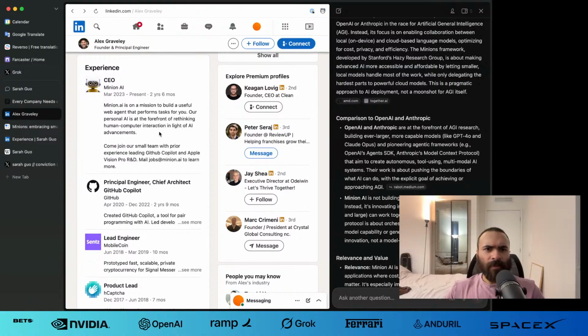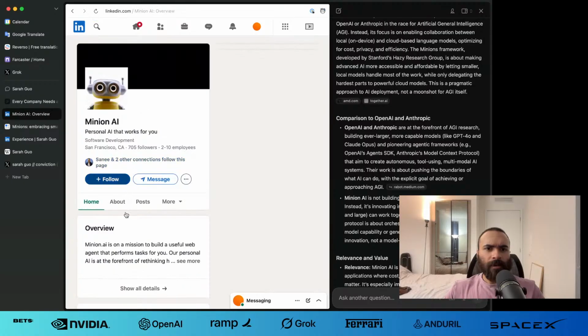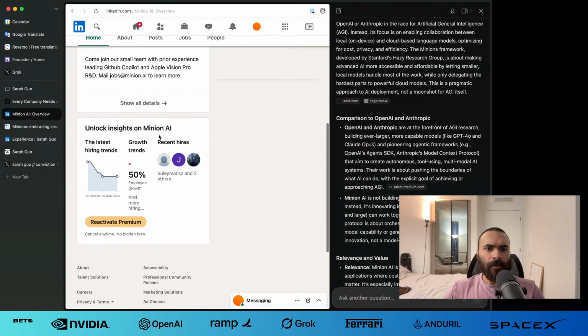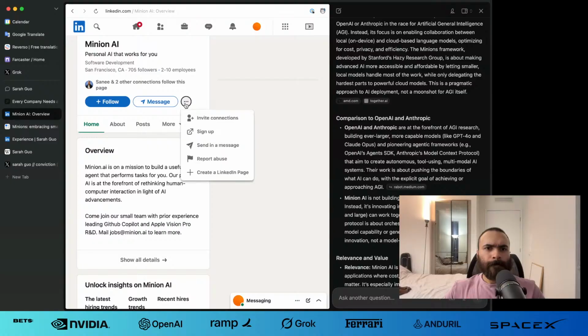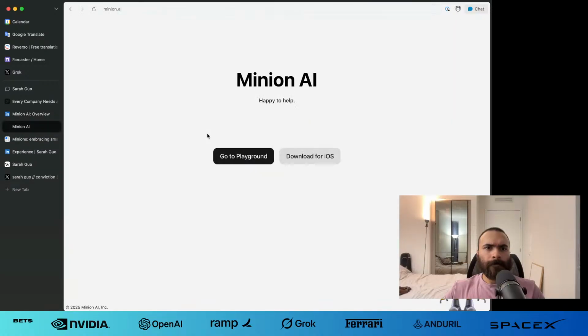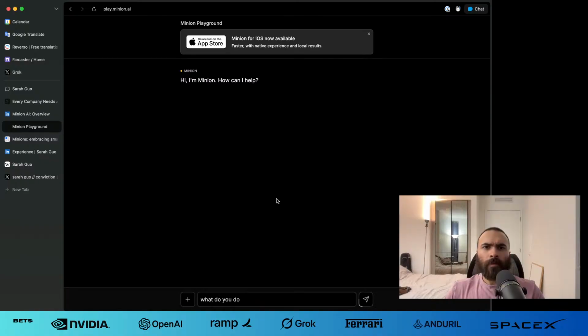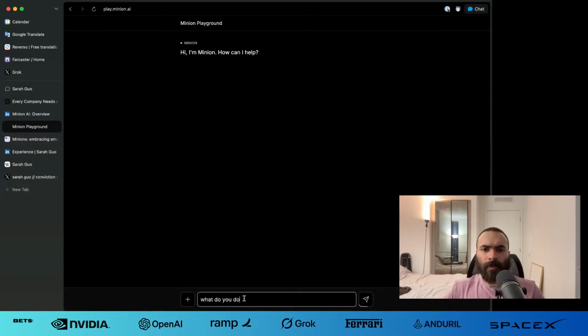Perform tasks for you, or personally, at the forefront of rethinking human community interaction, line of AI advancements. Yeah, let's see. Where's the website? Happy to help. Go to playground. How can I help? What do you do? Minion for iOS now available, faster with native experience on local results. Minion Playground. Not really working. The playground.